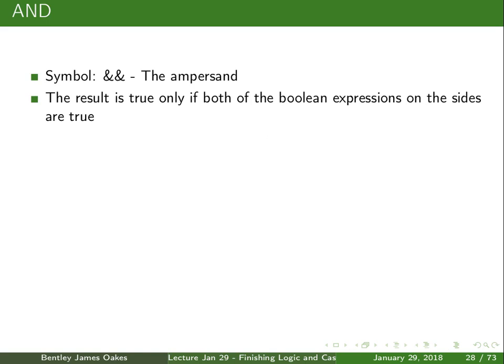It's called the ampersand, and the result is true only if both of the Boolean expressions on the sides are true. So what does that mean? If you have something like true and false, it's false. I'll have an example later of showing you examples of true and false and resolving the Booleans. It's a later section. But we said that something is true only if both sides are true. So true and false, one of the sides is false, so our result is false.